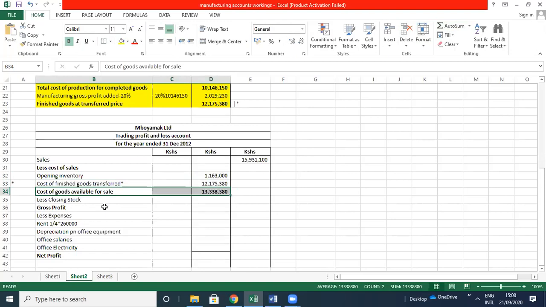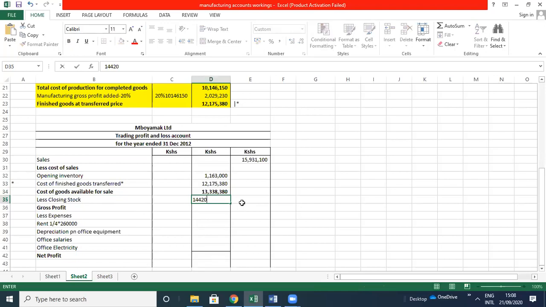From there, we less what? Closing stock. What is our closing stock? Remember, we said you should be very keen to know what closing stock you're dealing with. And in this case, it is the closing stock of finished goods, which is 1442.